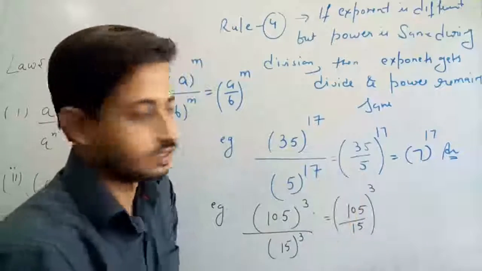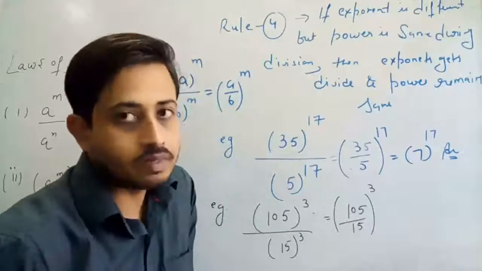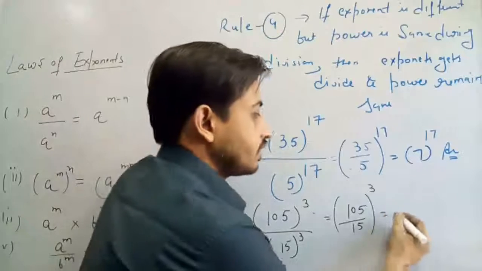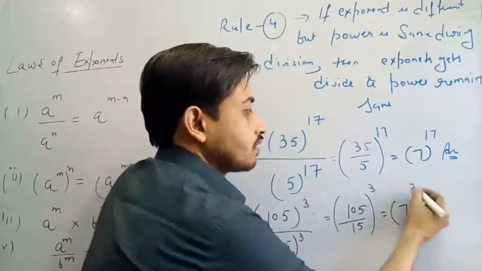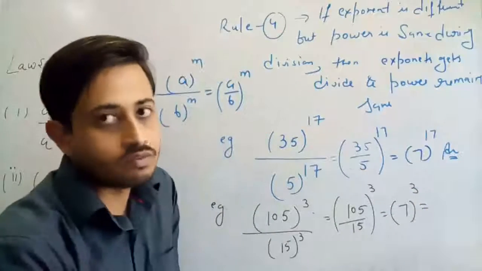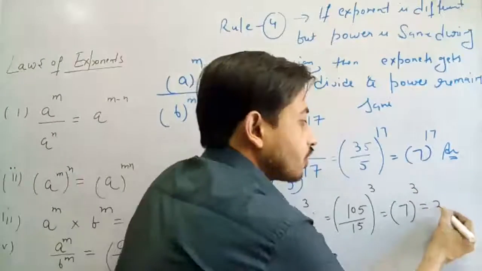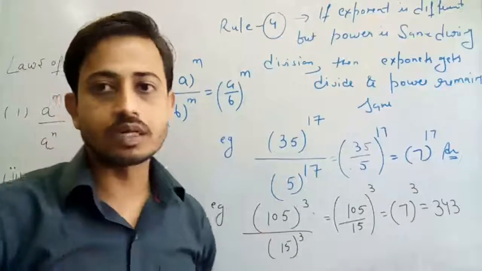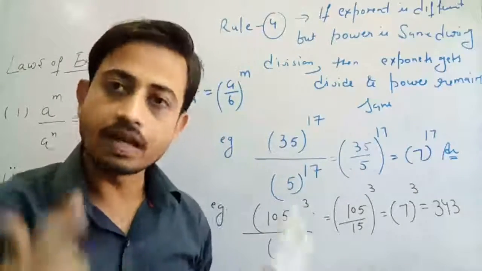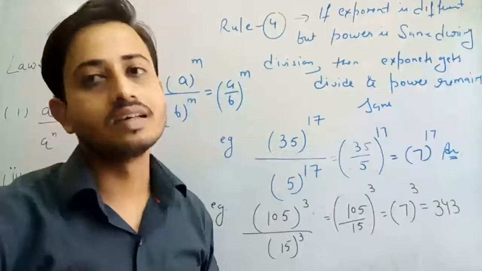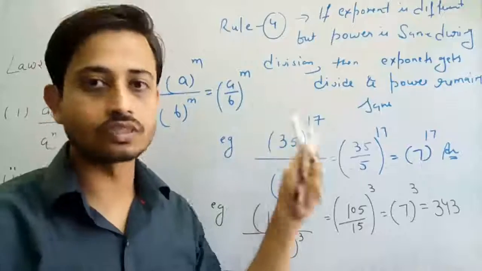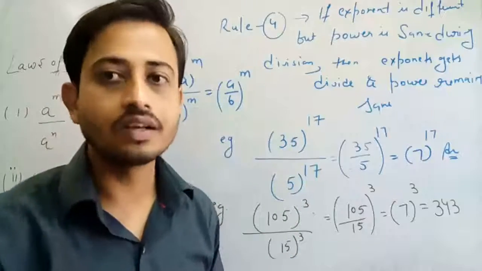So the power is 3. Now 105 can be divided on the table of 15. 15 sevens are 105. So we get 7 raised to the power 3. And 7 into 7, 49 into 7, 343. This is the answer. So this calculation becomes very easy if we apply the rules of exponent and power. So please make a note of rule 4 in your fair notebook.